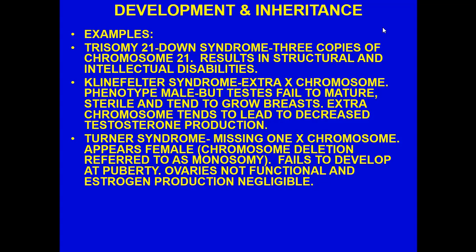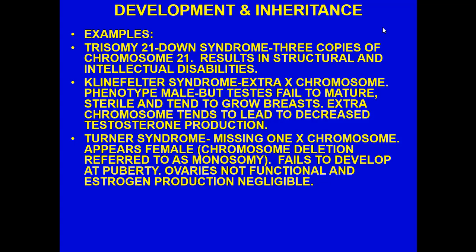Finally, we have Turner syndrome. This is where you actually have what the person would refer to as XO. In other words, a female would normally have 2 X's. They're missing one of the X chromosomes. They appear female, and also this chromosome deletion is referred to as monosomy.